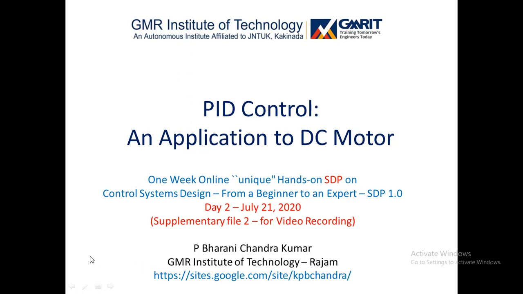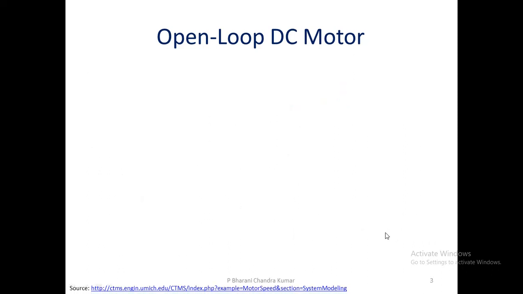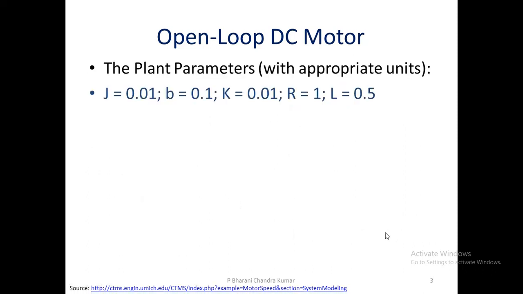So we have already discussed and we have derived the transfer function as well as state space model for the DC motor, and this is the reference from where we have considered this particular plant. This is very much important, which we are going to implement, and these ABCD matrices are also important. So the plant parameters with appropriate units have been selected something like this.